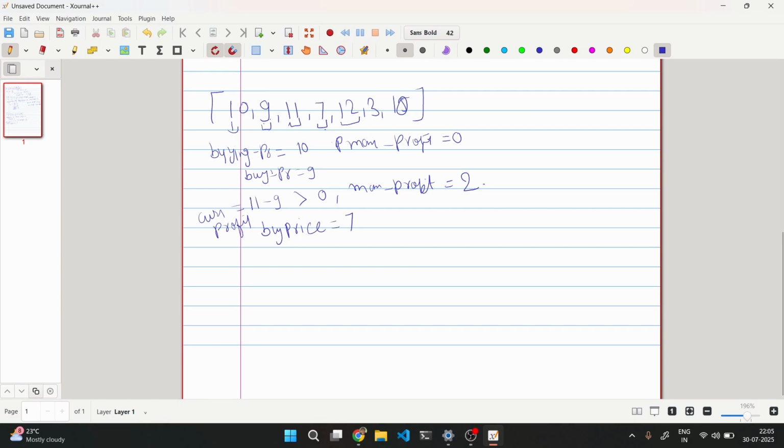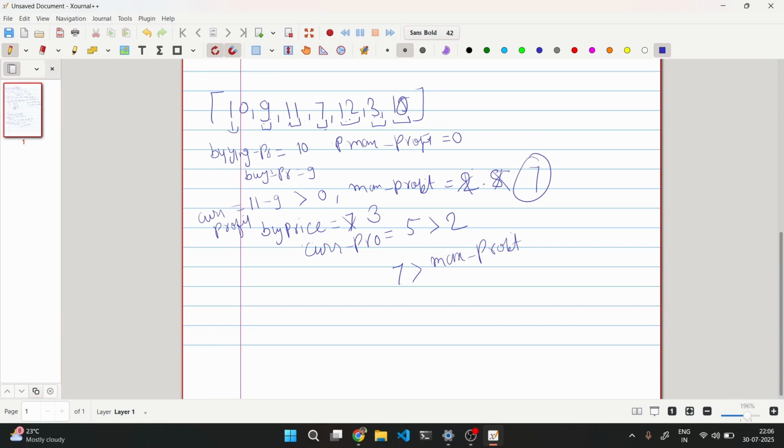Now we will move to the next element. 12 is bigger than 7, so our current profit is going to be 5, which is greater than our max profit, which is 2. So now our max profit will be 5, right? We will move to 3. 3 is smaller than 7. So our current buying price is going to be 3. We'll move to 10. 10 is bigger than 3, and our current profit is going to be 7, which is greater than max profit, which was 5. So we will update it to 7 and return 7 as the answer. So that's how you solve this problem.